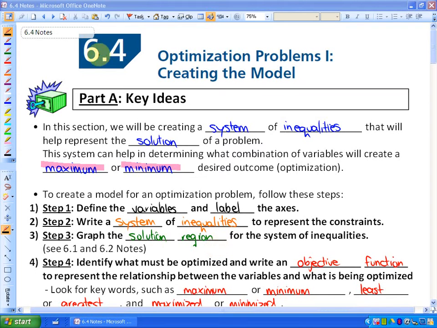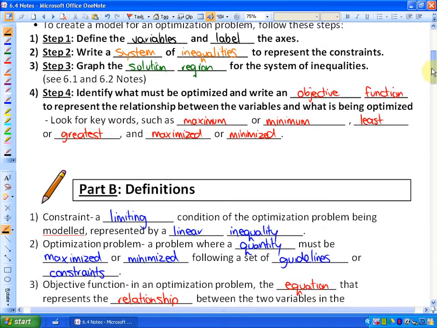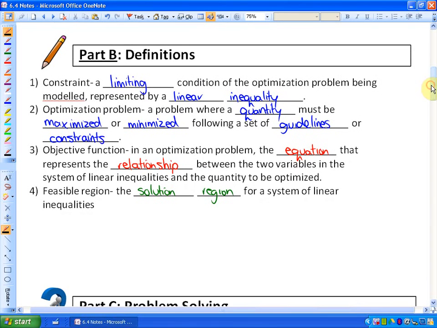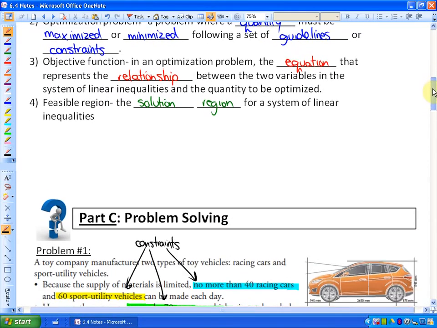Okay, in this lesson we're going to continue to look at optimization problems. In the previous lesson we defined a number of things. We have looked at systems of inequalities and how that creates a solution to a problem. And we defined a number of things in part B, which is definitions of constraint, optimization problem, objective function, and feasible region, which is also the solution region. But we haven't gotten practical yet, which may help you understand what the idea is.